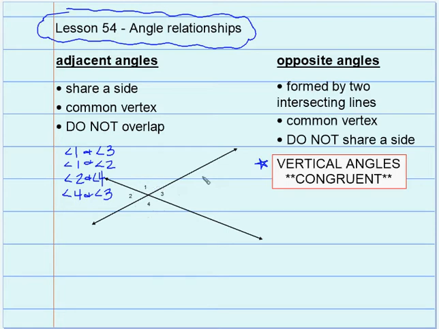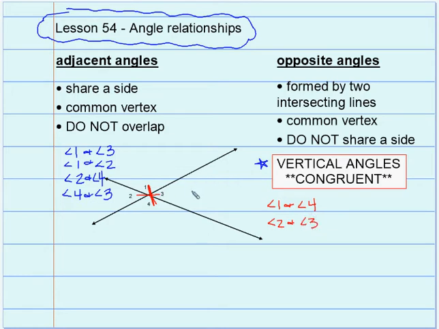So let's take a look at opposite angles. Opposite angles are across from each other. We have two intersecting lines. They share a vertex, and they do not share a side. So if I can't go next to, I have to go across from. So like these two, angle 1 and angle 4, or we have these here, angle 2 and angle 3.